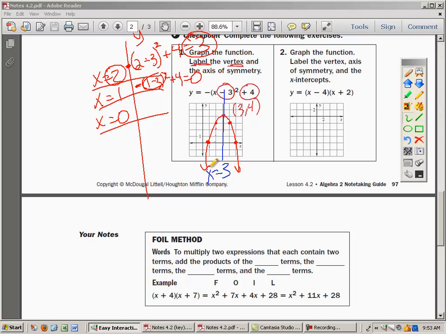All right, what about the next one? In the next example, we have x minus 4. So that says that I have an intercept at positive 4. And since this says plus 2, that means I have an intercept at negative 2. Remember, they're opposites.